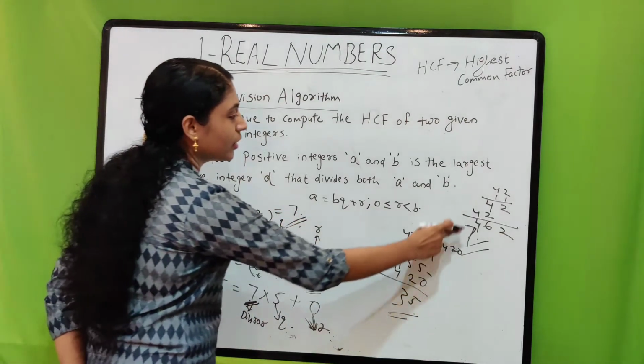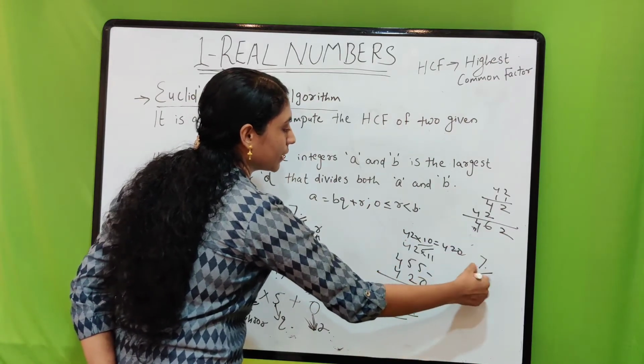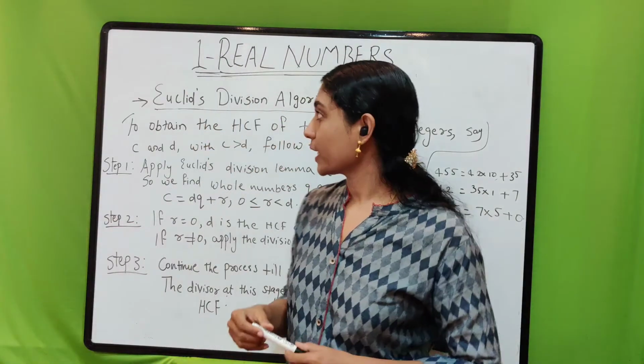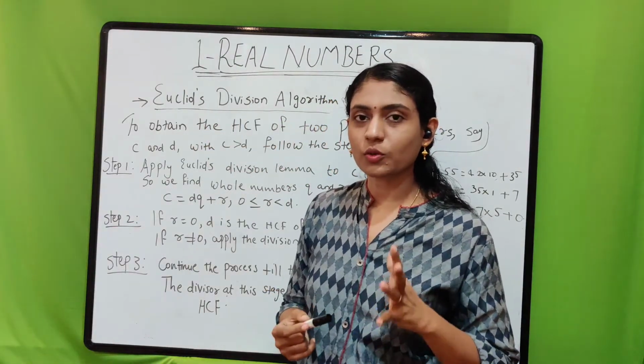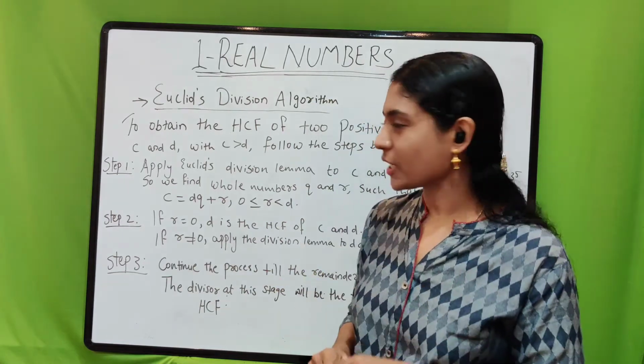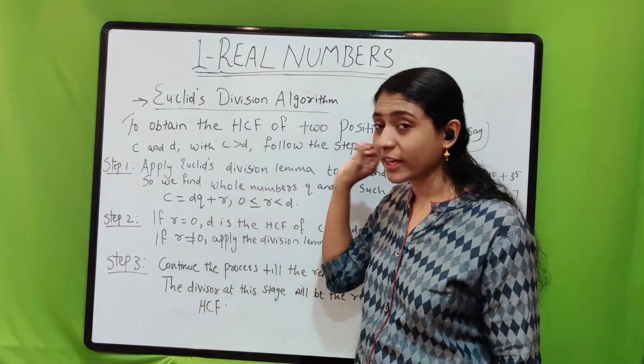We got it using our normal method, right? So 7 is the HCF. Understood? Now we can define what is Euclid's division algorithm. I already told you it's a method to compute the HCF of two given positive integers, but write these steps in your notebook because this is very important.